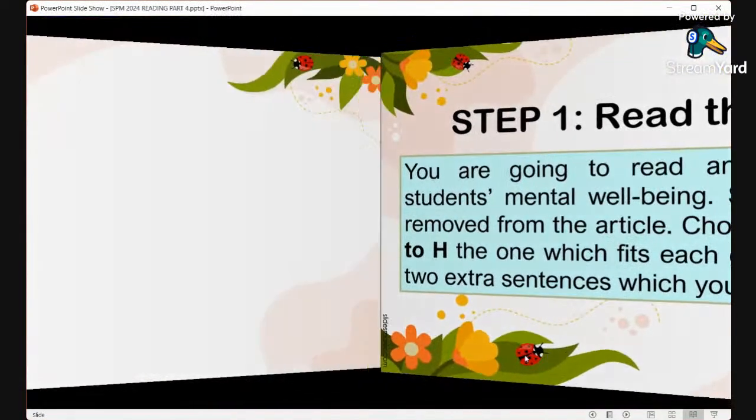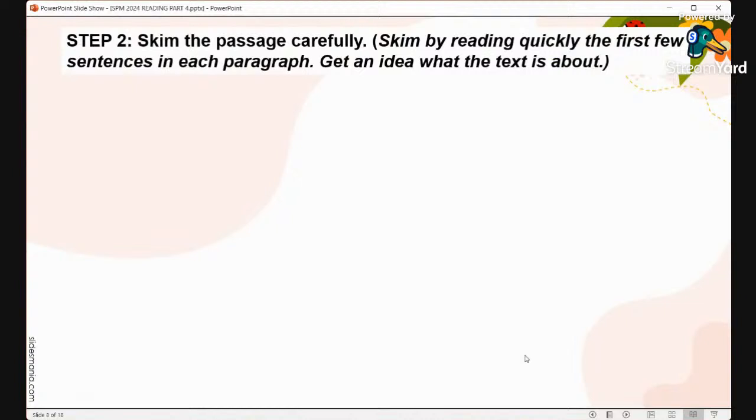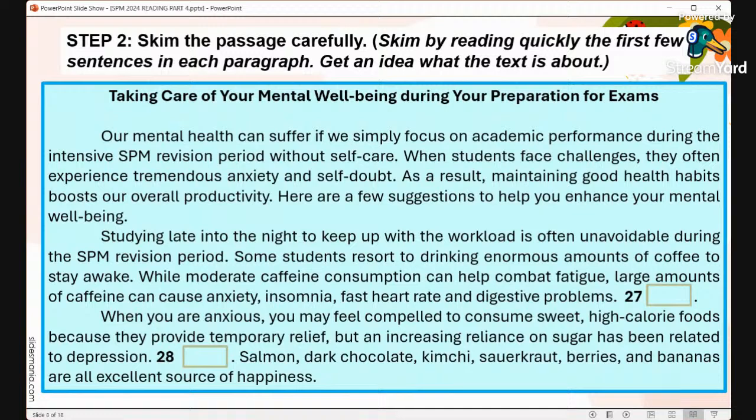Correct. Okay, let's see how to do this. Skim the passage carefully. Skim means read quickly. I am not doing the whole passage again. I'm just giving you a gist, or a snippet of the task, because if not, it'll be a very long lesson. It's about taking care of your mental well-being during your preparation for exams. I think it's so apt, the topic. You're all preparing for your exams, and you need to know how to take care. So when you want to skim, Haslina, do you want to share how you teach skimming to your students?